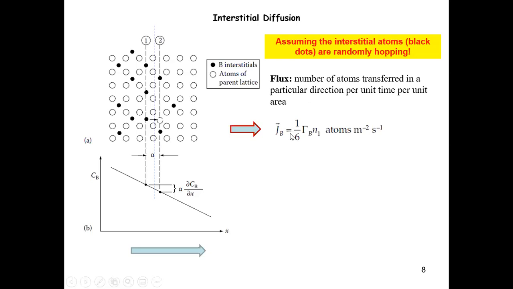So now the question for you is: is this the overall flux for B atoms from left to right? This is definitely an important contribution to the flux. The flux, as we define it, is the number of atoms going through this imaginary plane per unit time, per unit area, from left to right. We worked out one particular important contribution, but is this the only contribution?